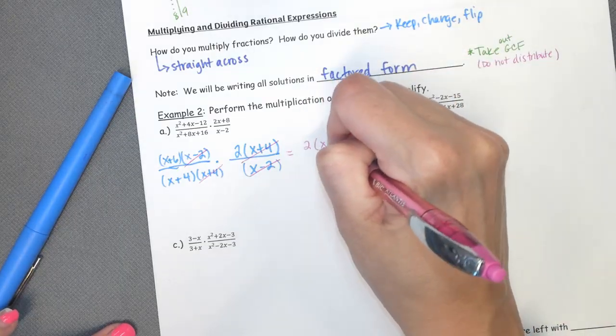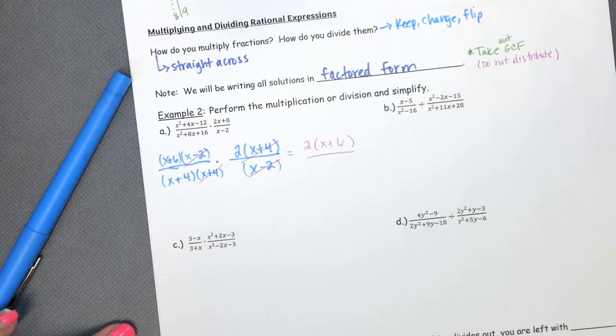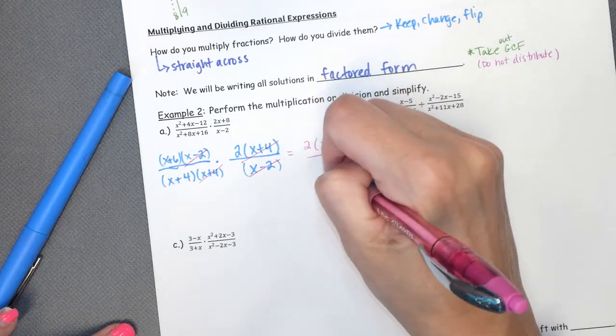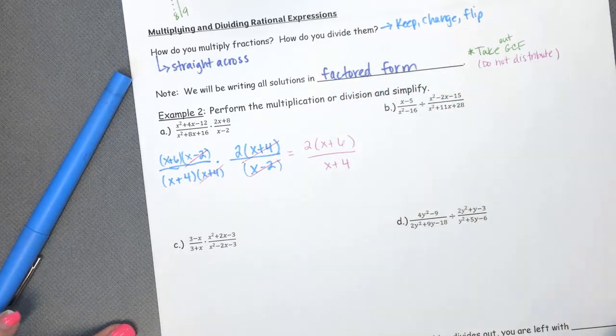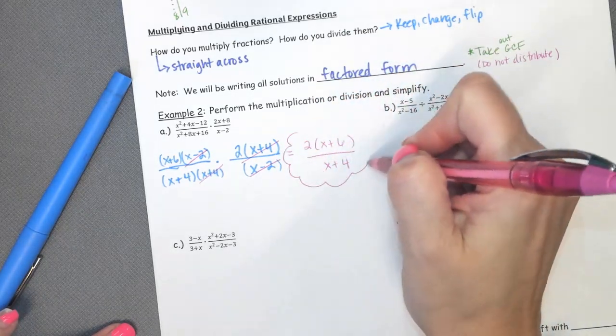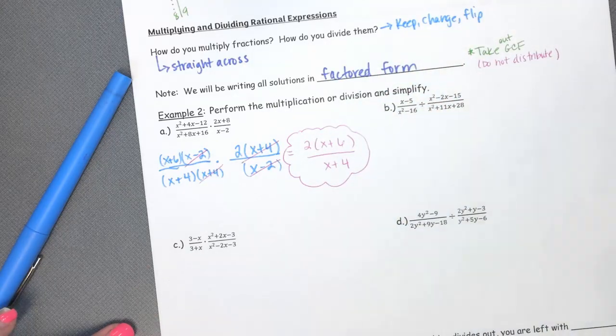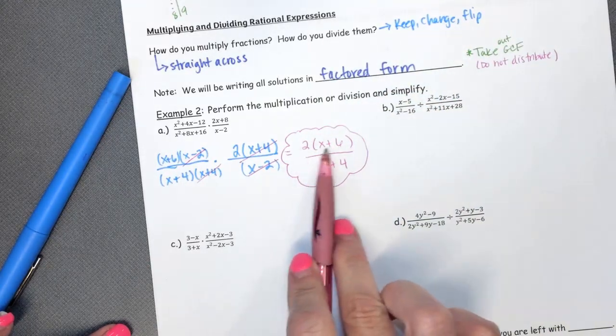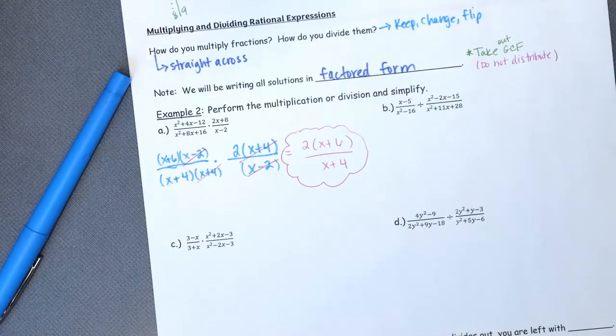And then again, we're going to leave this in factored form. So we'll have 2 times x plus 6 on the top. We'll have 1 x plus 4 on the bottom. Again, the bottom can contain parentheses or not, doesn't matter. This one has to have them because of that 2.